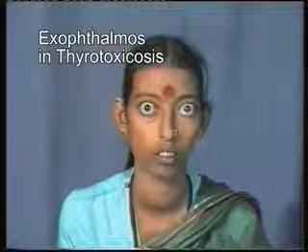Note the white sclera beneath the limbus between cornea and lower eyelid. If the eyes are prominent, if the patient has tremors, and if the pulse is faster than 100 per minute, suspect thyrotoxicosis.